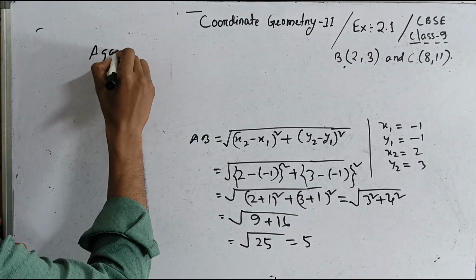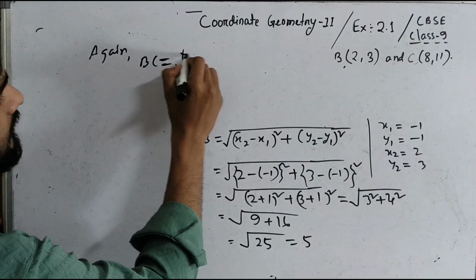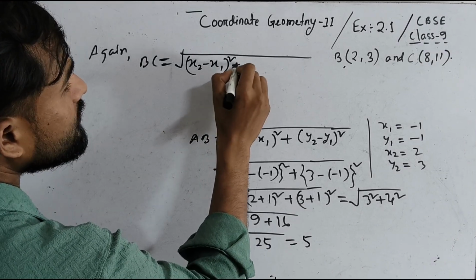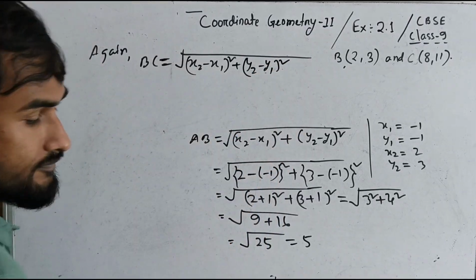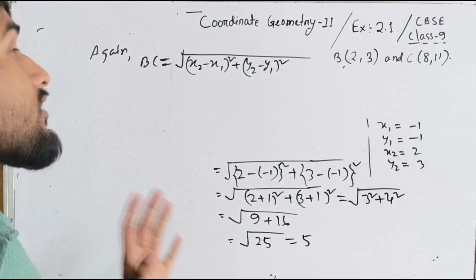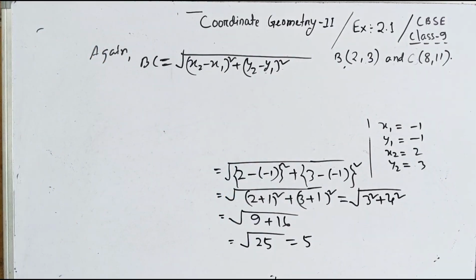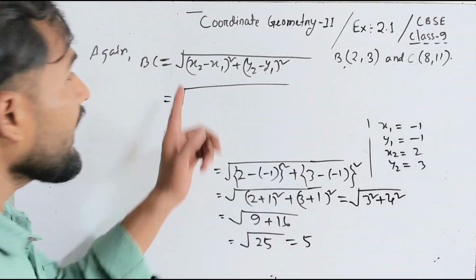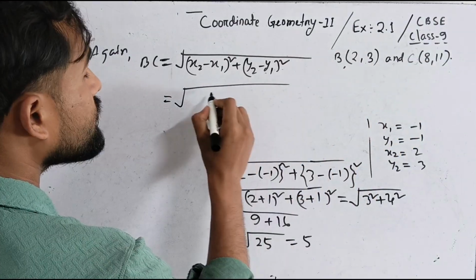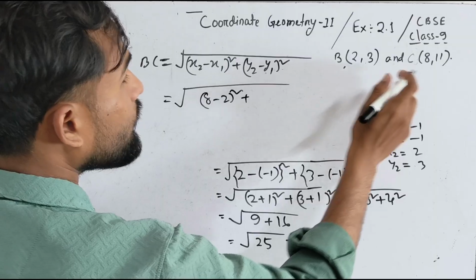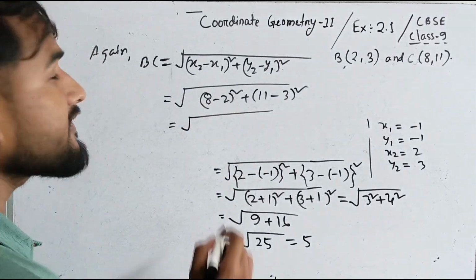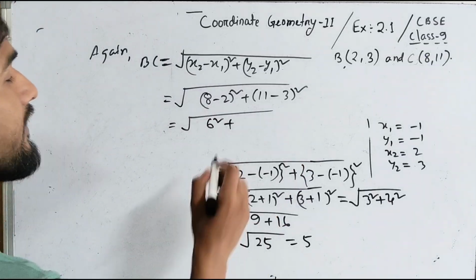Again BC equal to same formula, x2 minus x1 whole square plus y2 minus y1. तुम डायरेक्ट भी कर सकते हो, अगर तुम फॉर्मूला बिठाना ना चाहो तो समय बचाने के लिए अगर तुम करना चाहते हो तो कर सकते हो। तो हम क्या करेंगे, x2 minus x1 and we are finding the distance of B and C. 8 minus 2, whole square, y2 minus y1 and 11 minus 3 whole square. 8 minus 2 will be 6 square. 11 minus 3 will be 8 square.